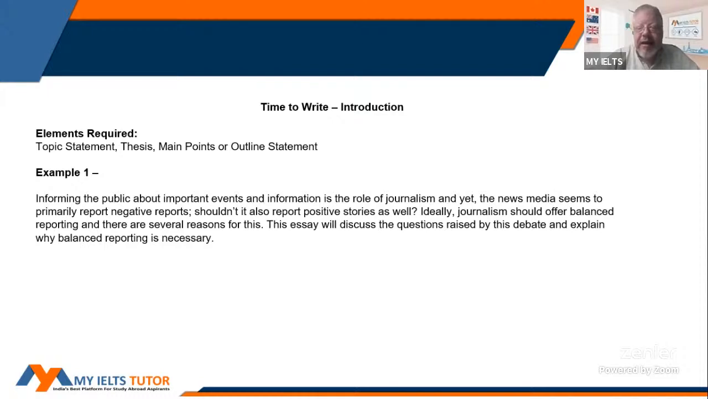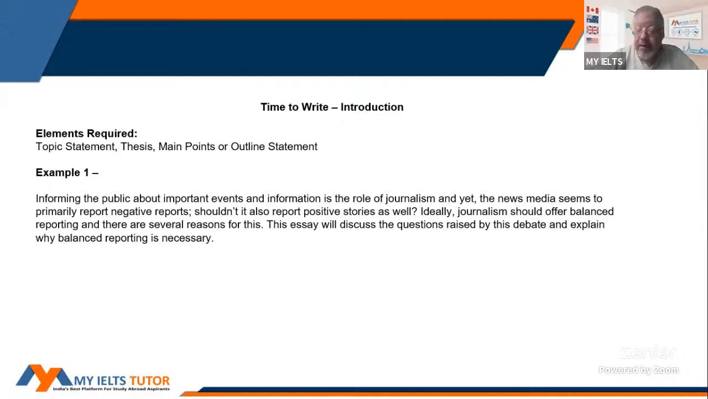Then the next sentence, ideally, journalism should offer balanced reporting, and there are several reasons for this. So this is setting up my thesis. And then the final sentence, this essay will discuss, and that's the outline statement. The outline statement is talking about how you're going to proceed in writing the essay, and that's important. And that's something if you don't want to write all your main points, you write an outline statement, okay, like this.